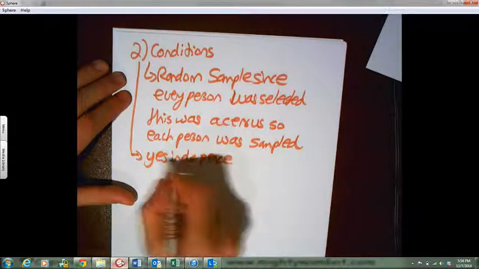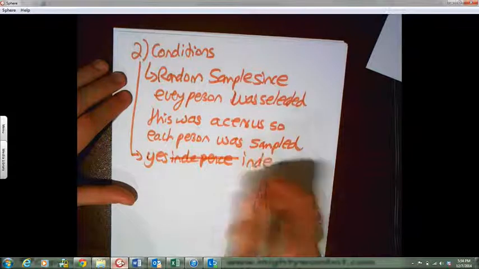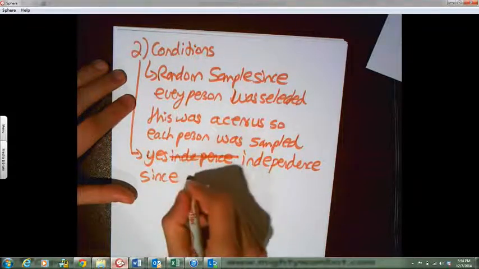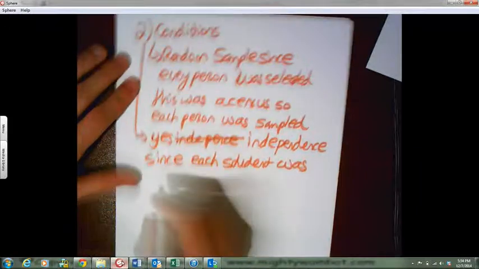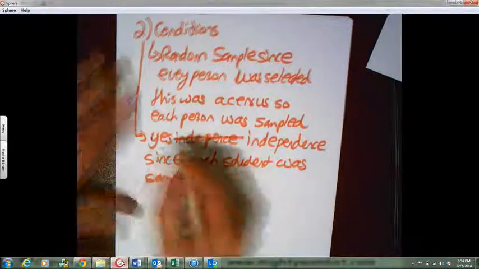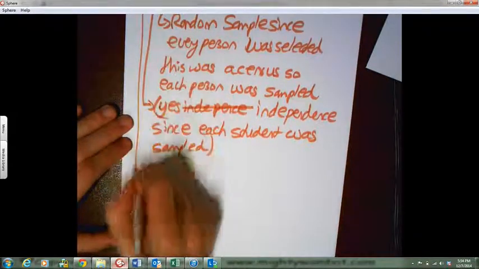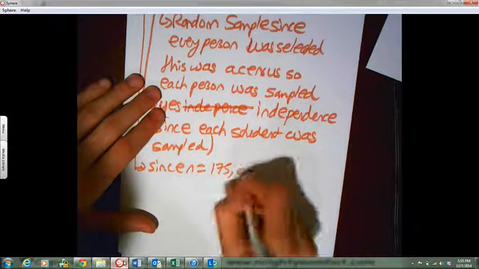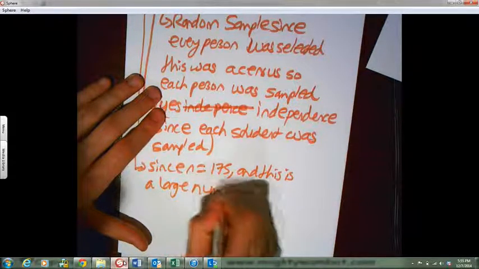Independence since each student was sampled. Really, though, this independence thing could have been left out because this is only one sample. What you cannot leave out is that since n equals, how many students? 175. And this is a large number. The central limit theorem applies.